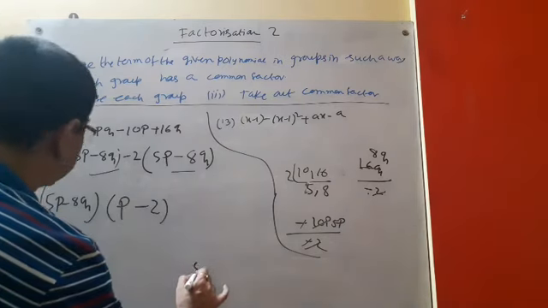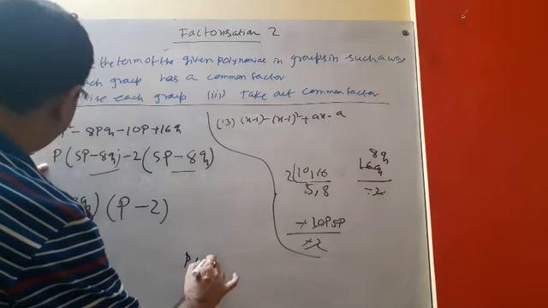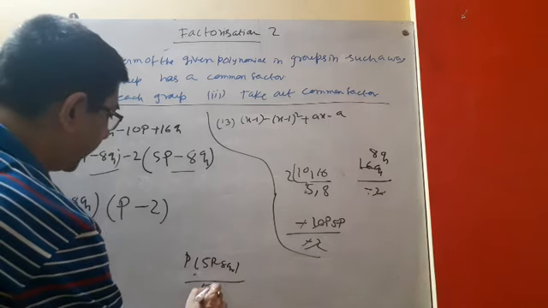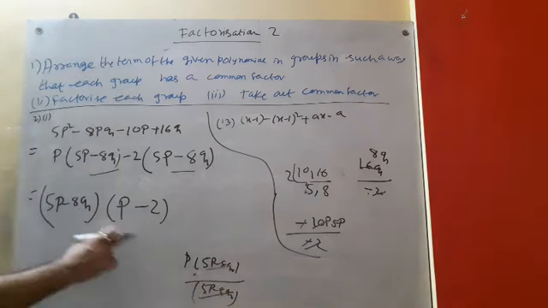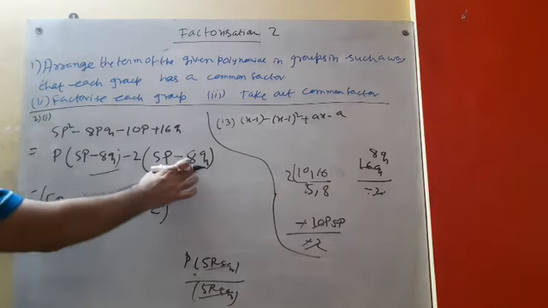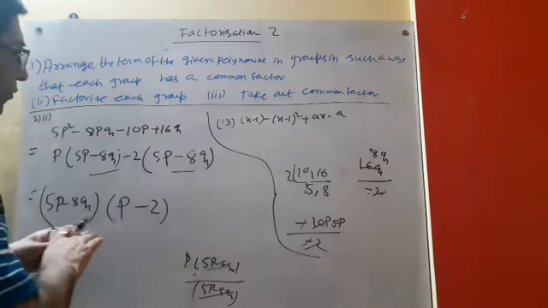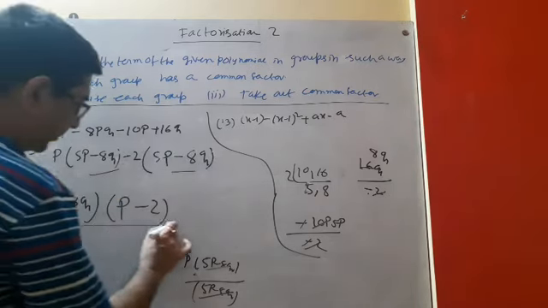Otherwise you can write it this way also. It was p into 5p minus 8q. We have taken common 5p minus 8q, so this one cancelled and we are left with p. And there also we have taken 5p minus 8q as the common one, so we are getting minus 2. So this is the final answer.